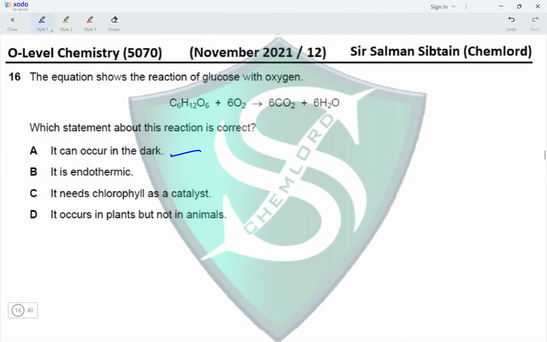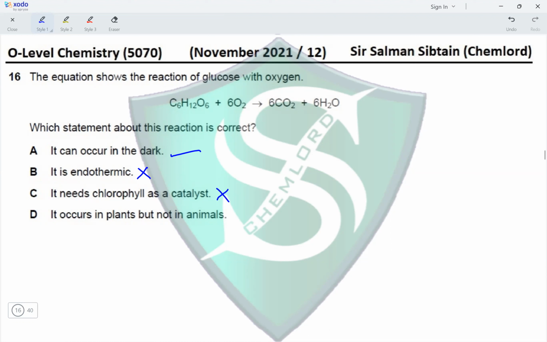Now let's look at options which are wrong. Option B, it is endothermic. No. Photosynthesis is endothermic. So this is the backward reaction. This reaction is exothermic. C, it needs chlorophyll as a catalyst. No. The photosynthesis reaction needs chlorophyll as a catalyst, not the other way around.